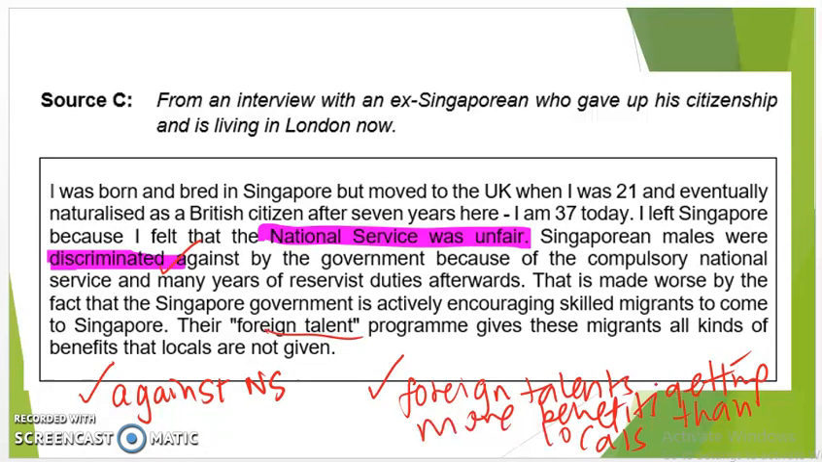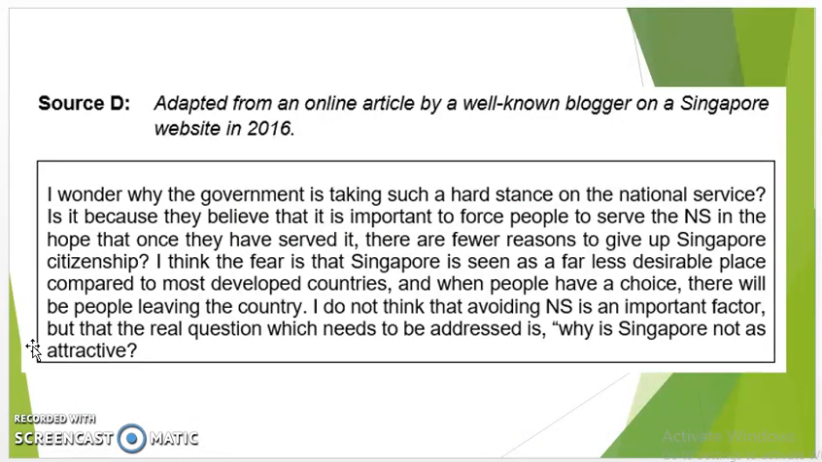If you notice, I'm actually using my own words. More benefits, against. All these are my own words. This will help you in the formulation of your basis of comparison when you try to find the similarity and difference. Now let's look at source D. I wonder why the government is taking such a hard stance on the national service. Taking such a hard stance on the national service.